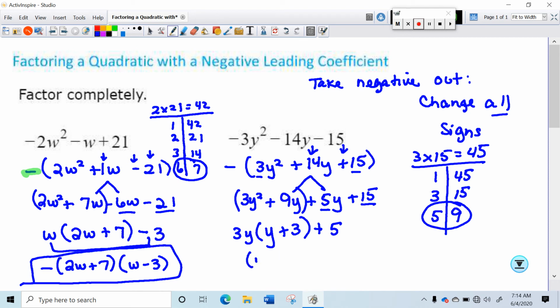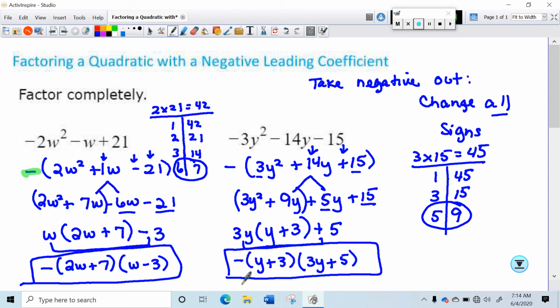So, I have what's in parentheses. Everything that's not in parentheses goes together, 3y plus 5. And then the negative sign that you took out at the very beginning has to be placed in front in your answer.